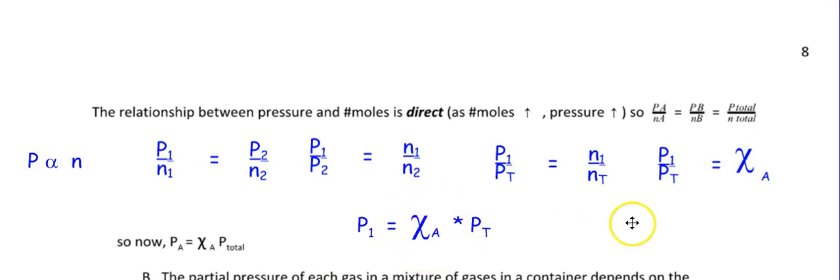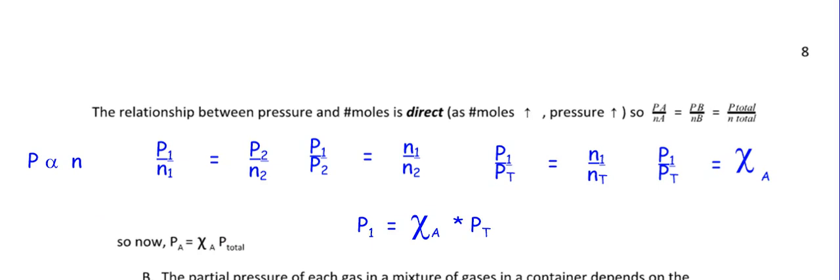Chi is a mole fraction. What is a mole fraction? Mole fraction is the number of moles of your gas of interest over the total number of moles present. And we manipulated this equation to come up with this. This is the partial pressure of the gas is equal to its mole fraction times the total pressure. So we're going to use this whole idea in number 23.